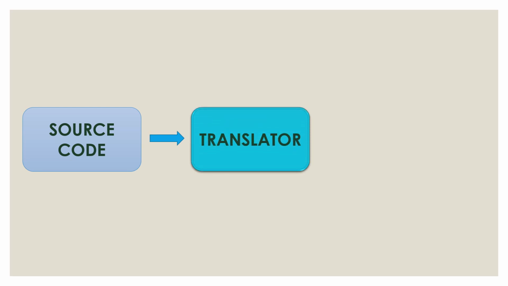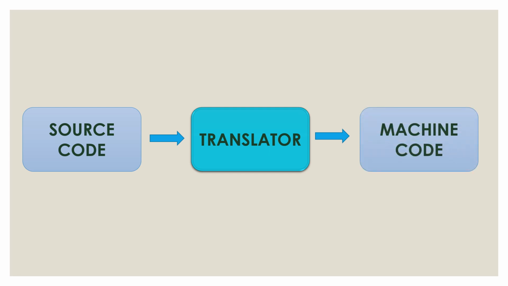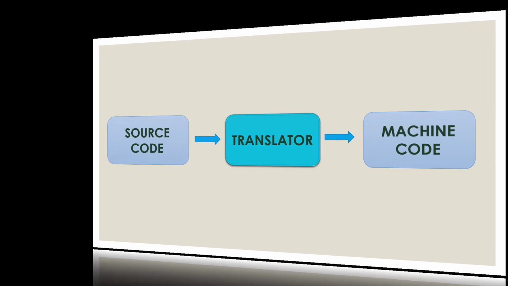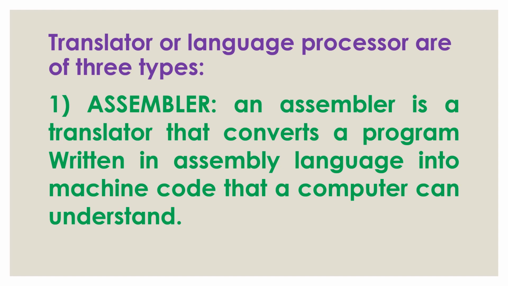A program written in high-level language is called source code. Source code is sent to a translator, and the translator translates source code into machine code, which can be understood by the computer. Translators or language processors are of three types. First, assembler. An assembler is a translator that converts a program written in assembly language into machine code that a computer can understand.